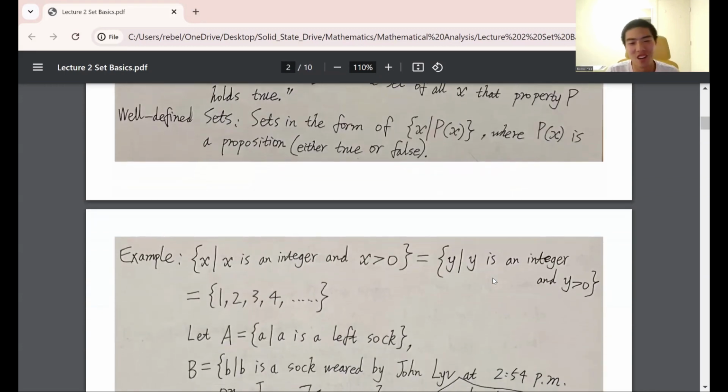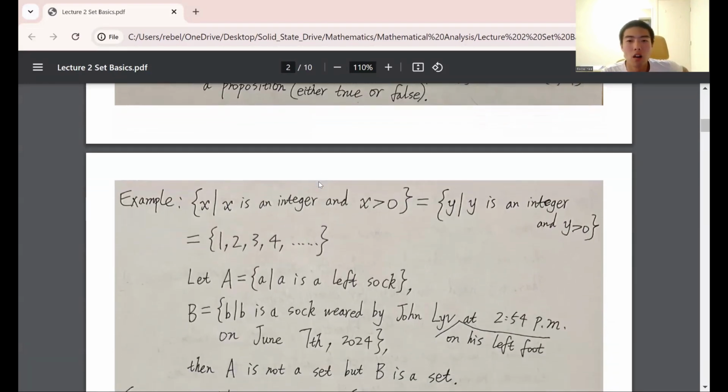So what is a well-defined set? Some sets with a property are not well defined. So here we'll consider sets in the form of X given by P(X), where P(X) is a proposition, which means it can only be true or false, but it must be true or false. It cannot be both true and false, or neither true nor false. It must be a proposition.